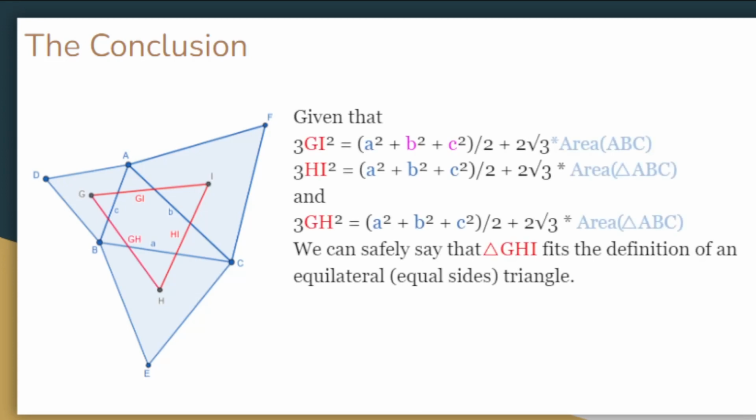So in conclusion, now that we've proved that all three sides are equal to this quantity, you can say that triangle GHI fits the definition of an equilateral, or equal sides, triangle. And that concludes the proof, the trigonometric proof of Napoleon's theorem.